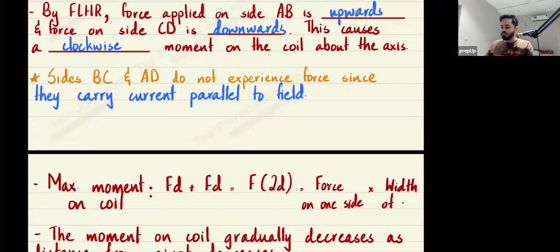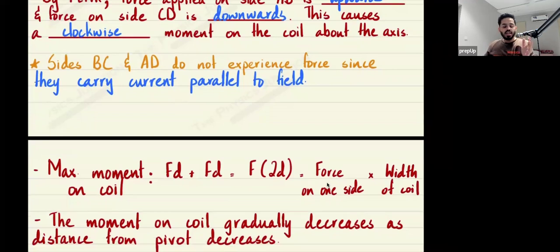This is the maximum moment. It's not always equal to the same moment. And the idea is that the moment on the coil gradually decreases as the distance from the pivot decreases.